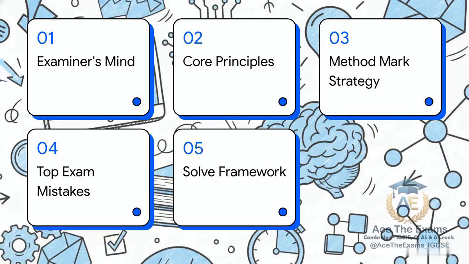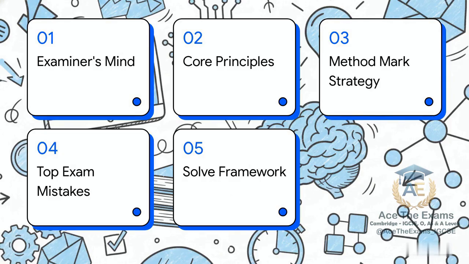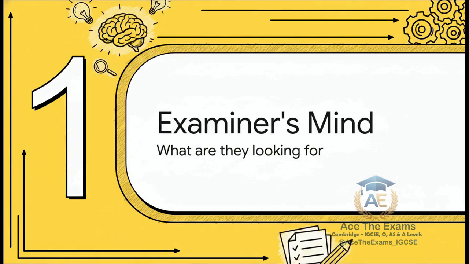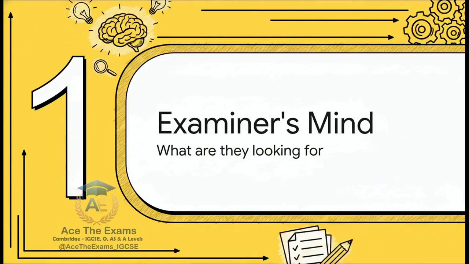So here's our game plan. First, we'll get inside the examiner's mind. Second, we'll master the core principles. Third, we'll unpack the method mark strategy. Fourth, we're going to highlight the danger zones to avoid. And finally, we'll introduce a repeatable problem-solving framework. Let's kick things off with Section 1. To beat the exam, you have to literally think like the person grading it.